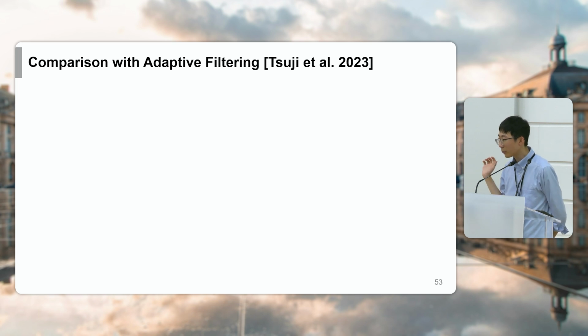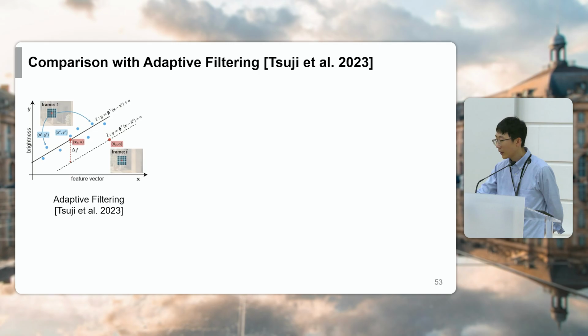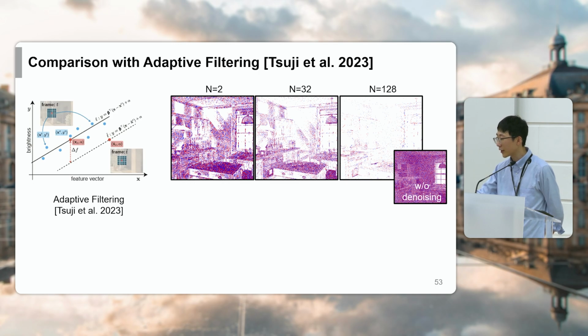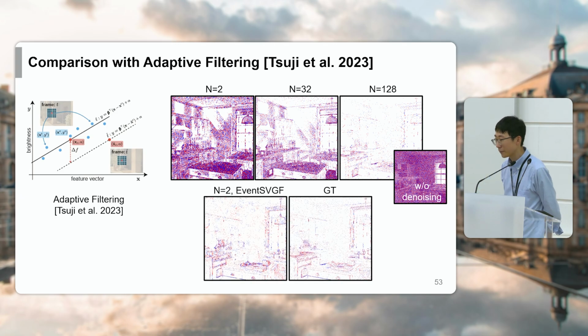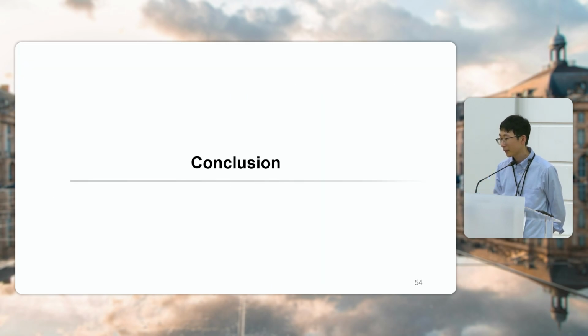Finally, we also compare with one of the previous event rendering methods with adaptive filtering. We found that their method clearly gives better results than a naive path tracer like this, but still requires lots of samples, like 128 samples, to converge. On the other hand, our event SVGF method gives a converged result using only 2 SPP, thanks to the power of correlated sampling and tailored difference-aware filtering. So here's the conclusion.